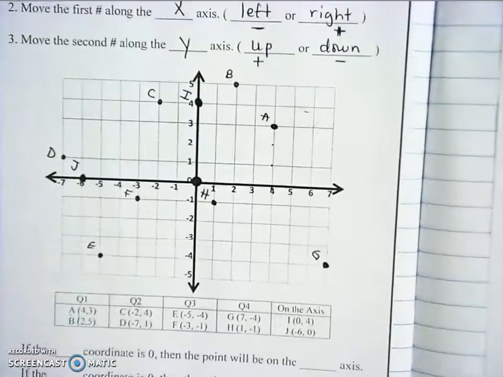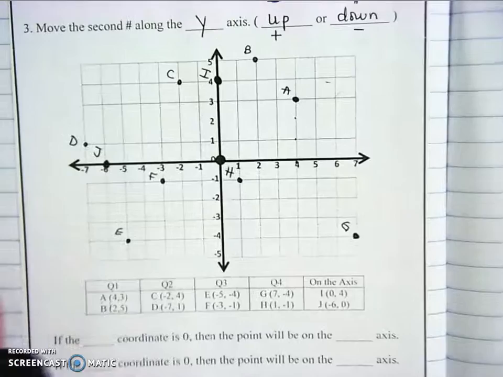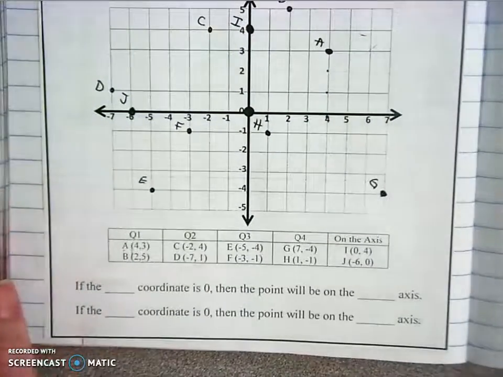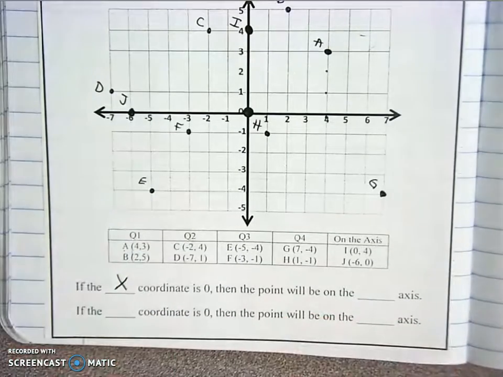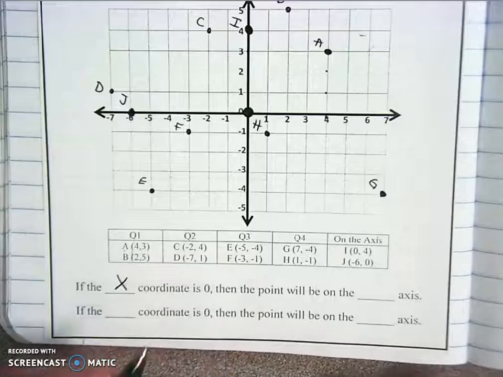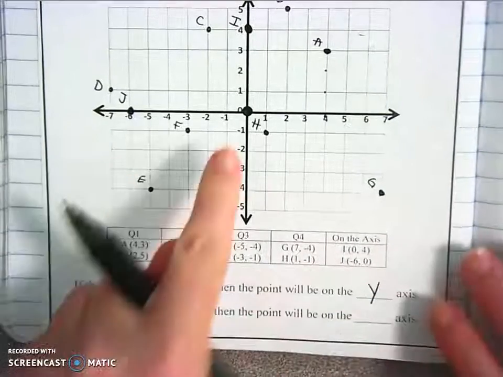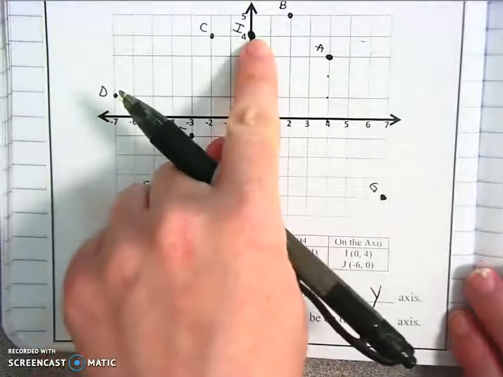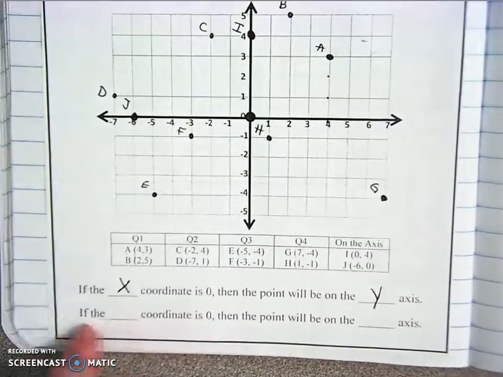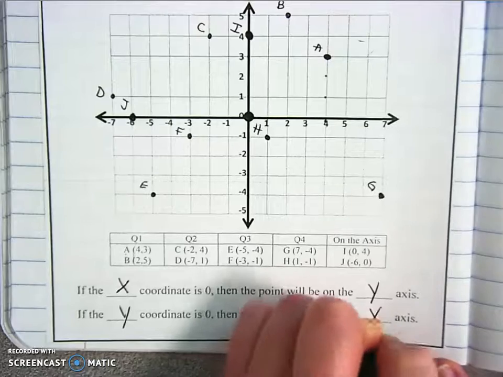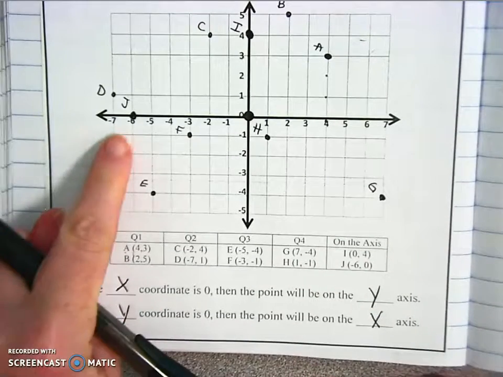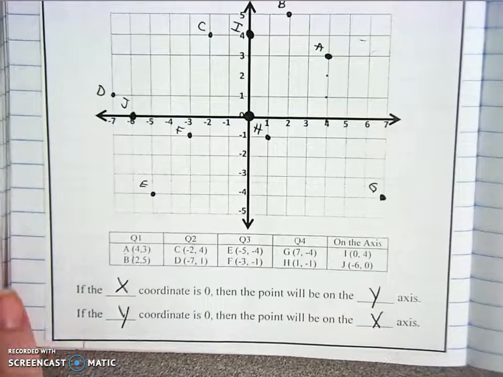All right, last two questions. If the blank coordinate is 0, then the point will be on the blank axis. So if the x-coordinate is 0, then the point will be on the y-axis. And we saw that with the point I. And then if the y-coordinate is 0, the point will be on the x-axis, which we saw on point J. And that's the end of this lesson.